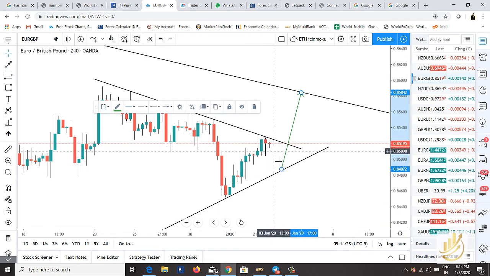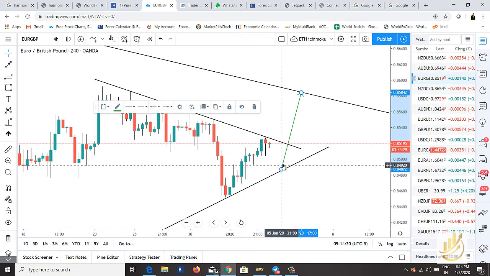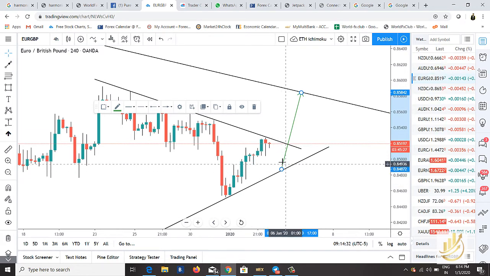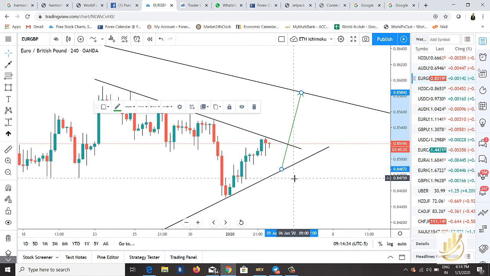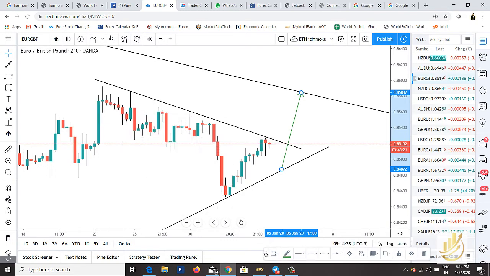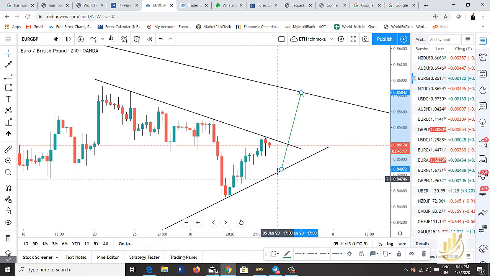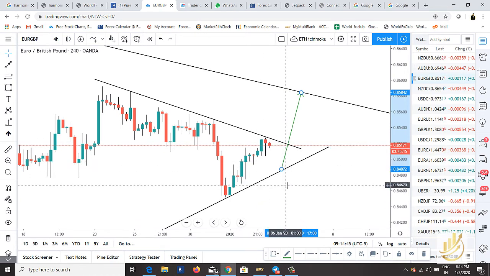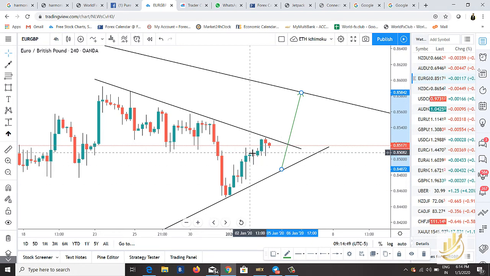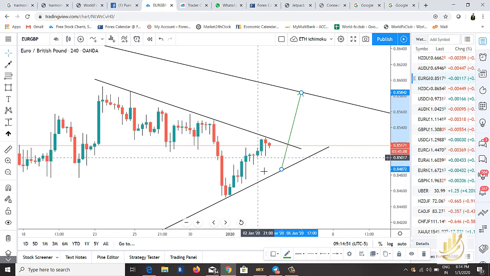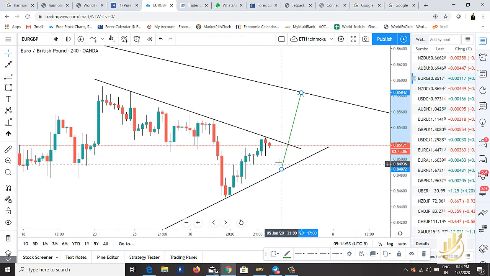So I want price to go down with a healthy retracement and then find an opportunity, a good price action candle, a bullish engulfing candle, or a hammer or a pin bar where it clearly states that price is rejecting this level, then we'll find a good opportunity to buy. So these are some points where you can easily find good trade setups.